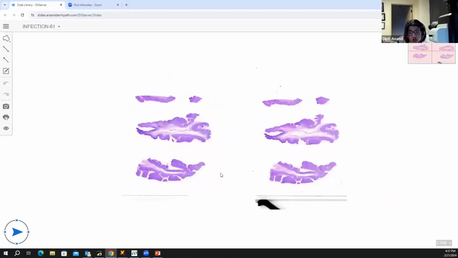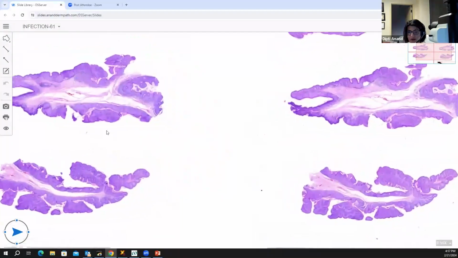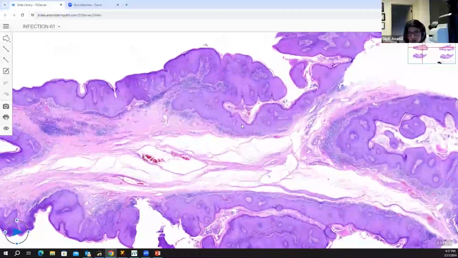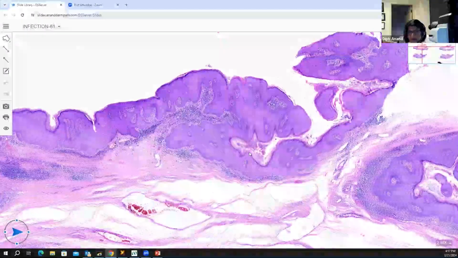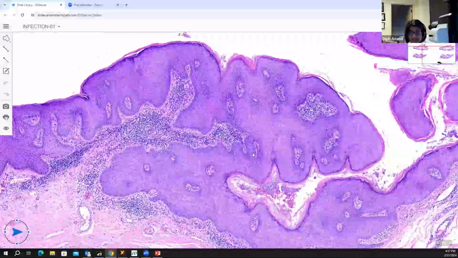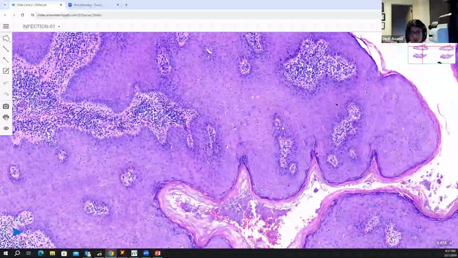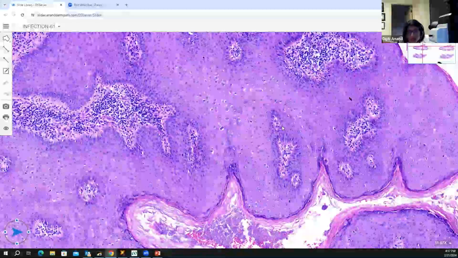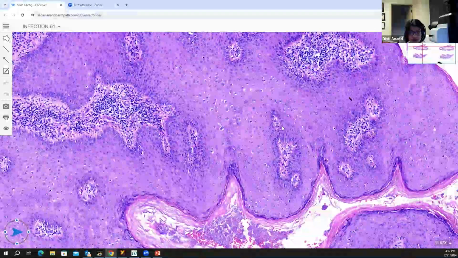Next one is your condyloma. Condyloma acuminatum is an HPV infection, which could be low risk or high risk. The low risk types are 6 and 11, the high risk are 16, 18, 31, and 32. Just by looking at the slide, if you don't have existing squamous cell carcinoma, you cannot type it. You cannot say which HPV type it is. For that, you need to do either PCR or in situ hybridization.